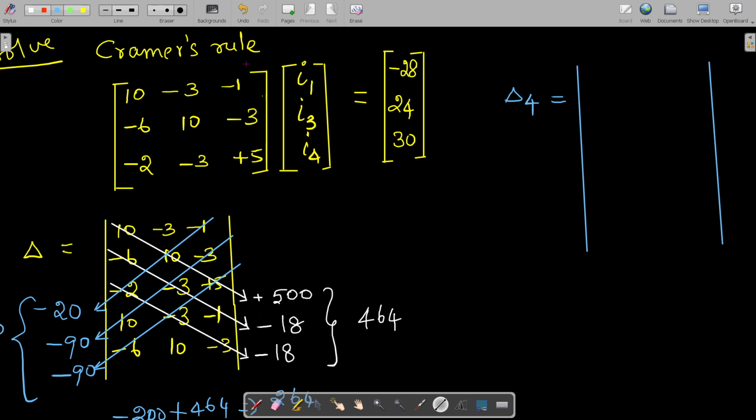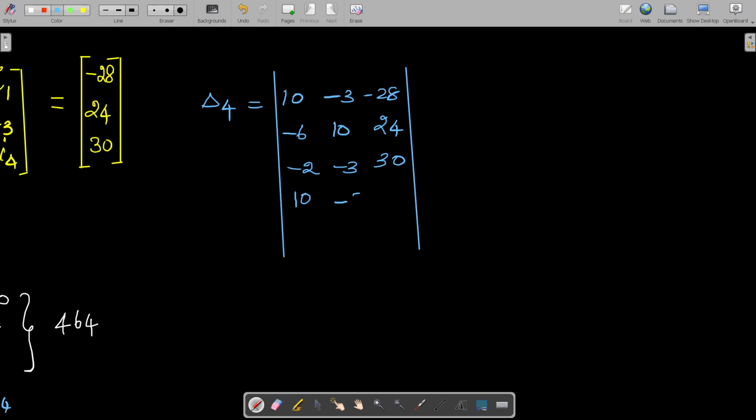So this value corresponds to the last one, right? This I4 corresponds to this last column, right? So these values should be replaced by this voltage matrix values, isn't it? So we'll do that. It is 10, it is 10, minus 3 and minus 28. Then we have minus 6, the 10, and this minus 3 should be replaced by 24. Then here it is minus 2, then minus 3, the 5 should be replaced by this 30. Then we repeat 10, minus 3, minus 28. Repeating the second row also, minus 6, 10, and then 24.